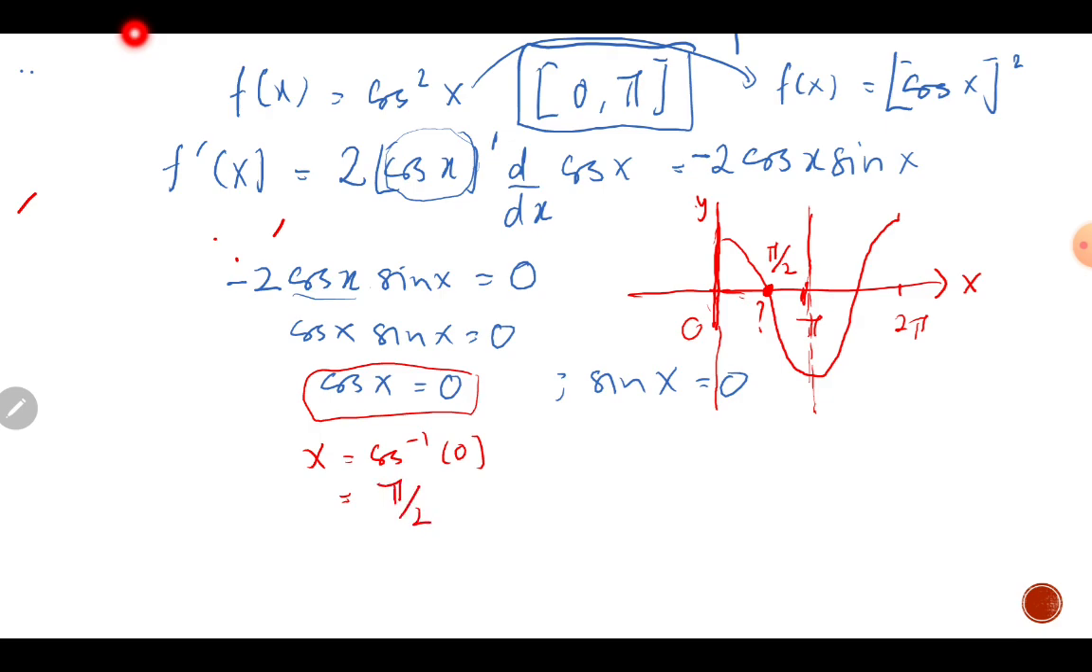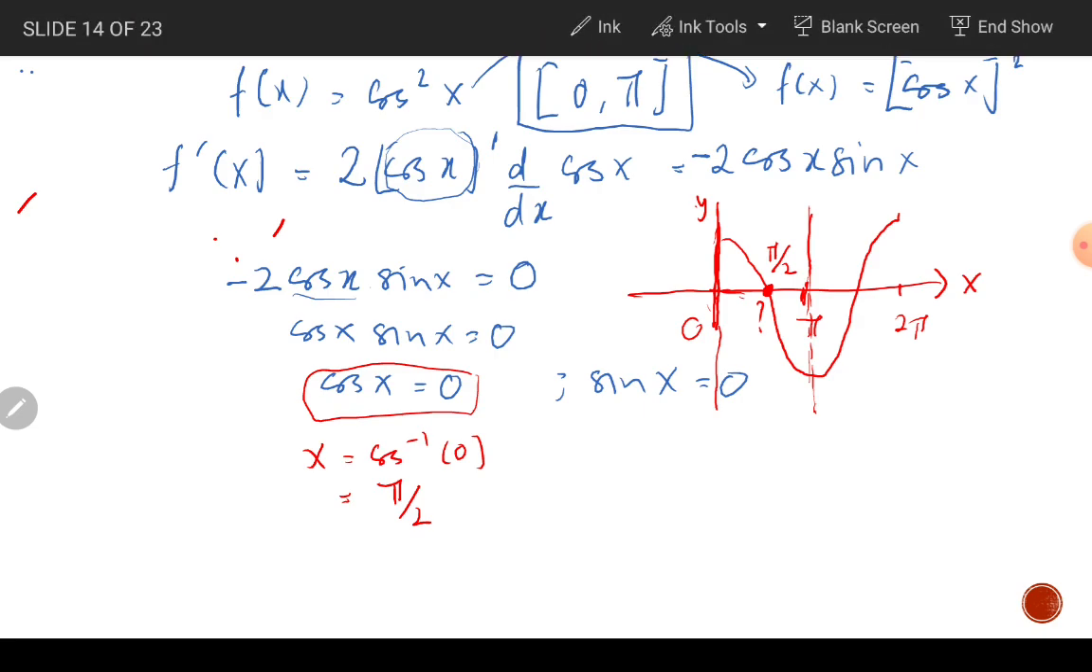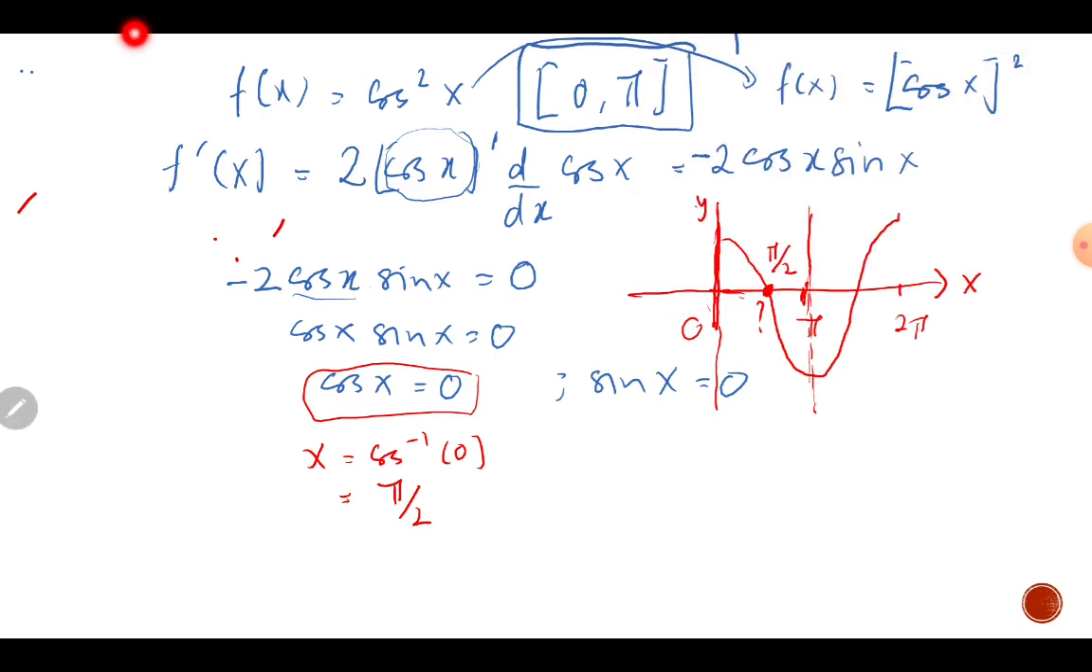Okay, whereas untuk sin function pula, okay, untuk sin function graph dia macam ni.